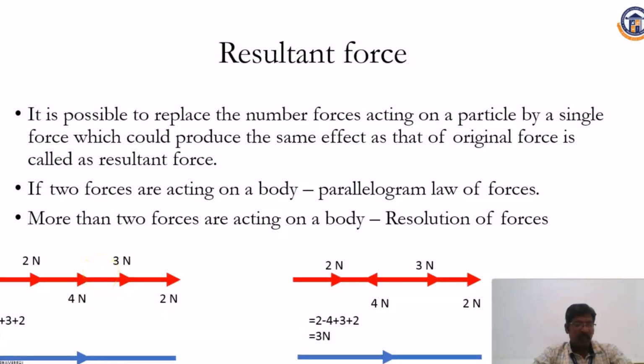This magnitude of 3 Newton force acts in the direction of the right hand side, since it is a positive 3 Newton. This is how the total number of forces acting on a particular particle or body can be expressed as a single force. That is called a resultant force.